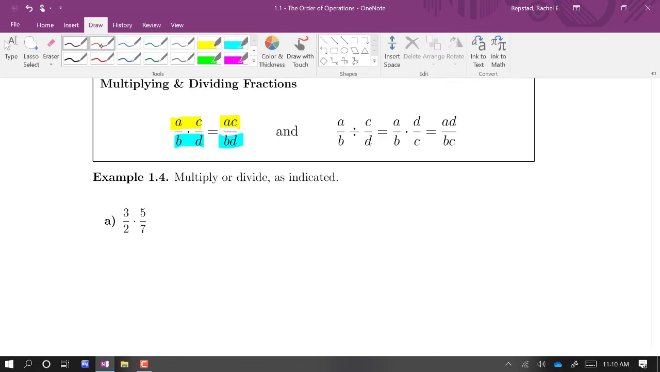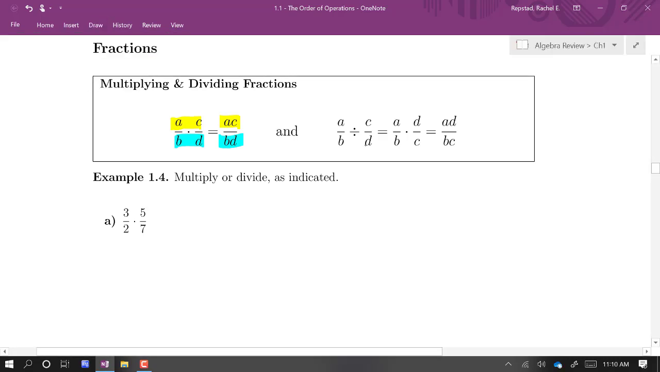And when you're dividing fractions, your first step is to turn it into a multiplication problem. So a over b divided by c over d, I'm just going to change that into the product by flipping over the second fraction. And then it becomes a multiplication problem, which we know how to do.